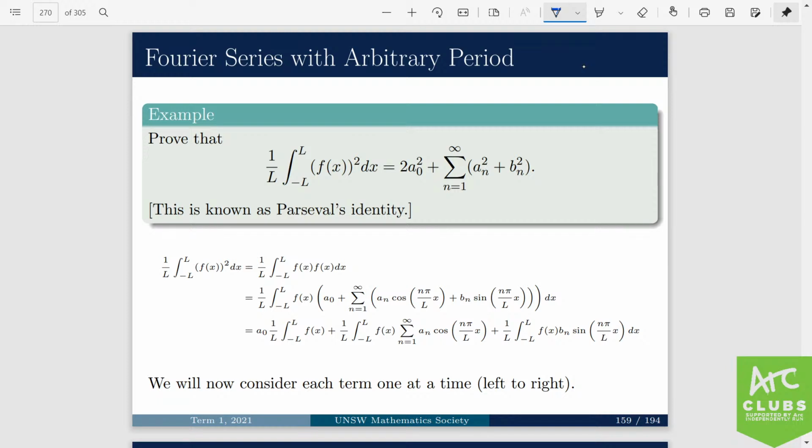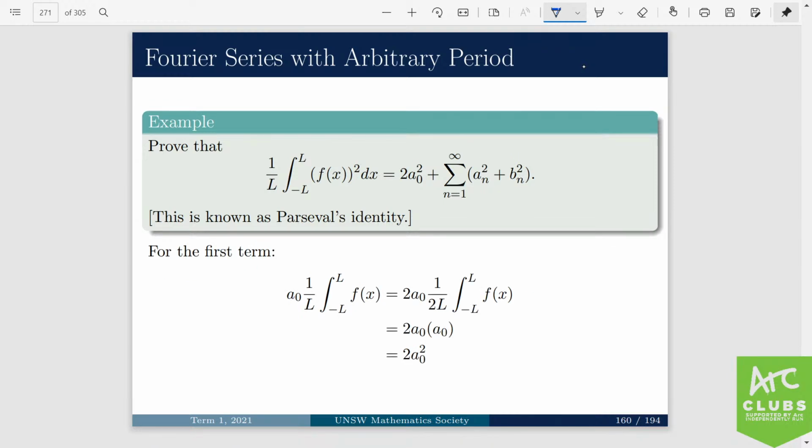Great, so just to clarify, I've turned this f of x squared into two f of x's and just expanded, and this is what I get. Now we're going to consider this term first, then this one, and then this one. So we go to the first one. So we look at this first term over here. I'm going to pretend this is 2 over 2L instead of 1 over L, which is equivalent, and then instead I bring that 2 over here.